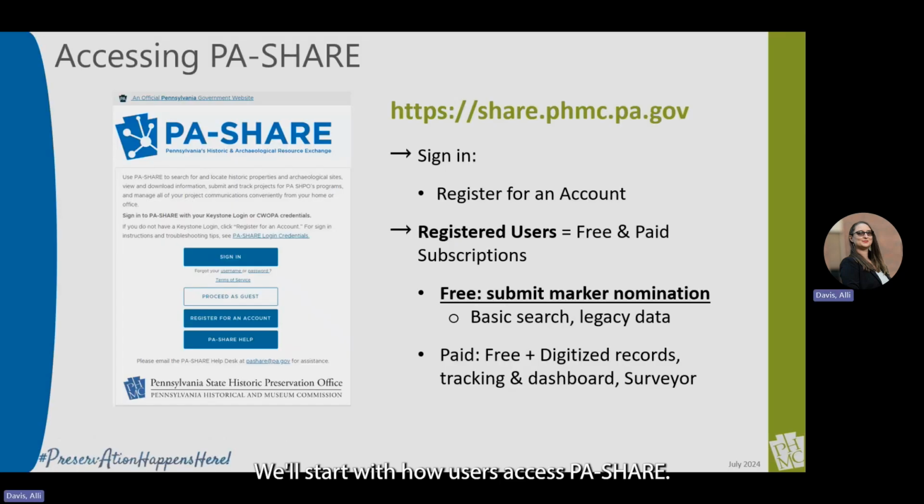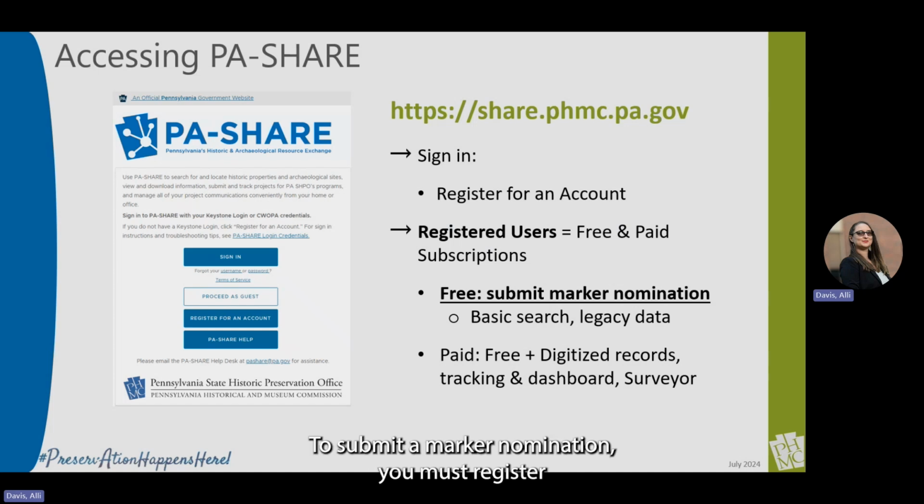We'll start with how users access PA Share. PA Share can be accessed from PHMC's website or by typing in your URL bar share.phmc.pa.gov. To submit a marker nomination, you must register for a free basic account with a Keystone ID. Basic accounts can submit projects, perform searches with access to a limited number of data, view basic record information, and some legacy data such as National Register nominations.